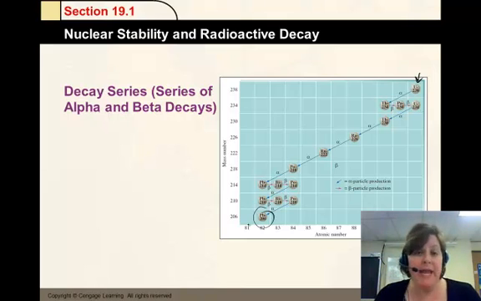Uranium, or any unstable nucleus, has a desire to become stable, and over time, it breaks down and becomes stable through a series of reactions. The decay series is that series of steps, almost like a mechanism that this atom goes through to become stable, and eventually it becomes lead-206.